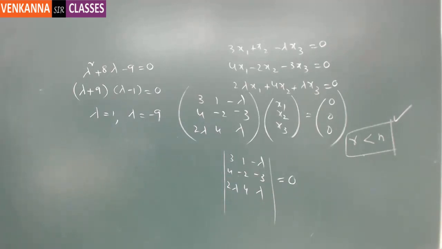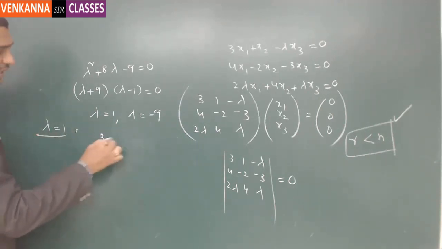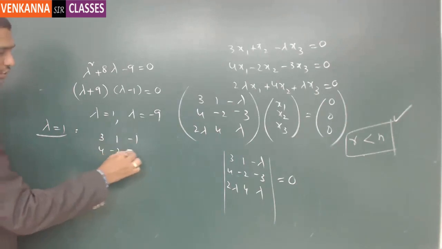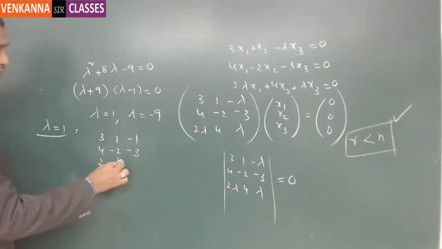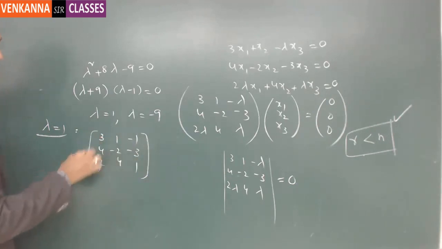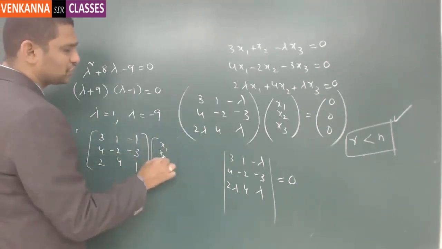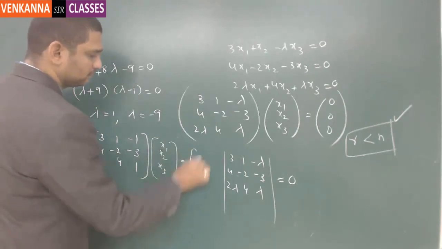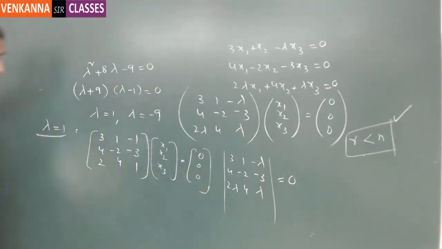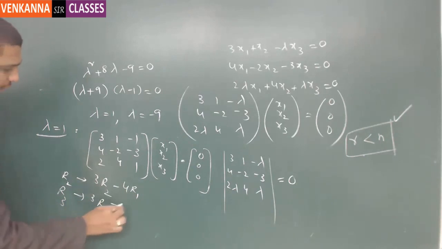So let us take the case that lambda is equal to 1. The system will become 3, 1, minus 1; 4, minus 2, minus 3; 2, 4, 1, with the respective variables x1, x2, x3 equal to 0. Now you can apply the row operations: R2 tends to 3R2 minus 4R1, R3 tends to 3R3 minus 2R1.